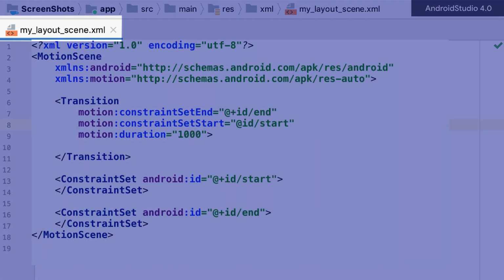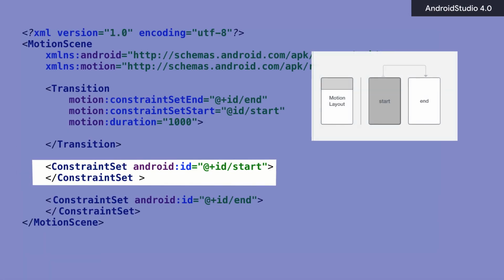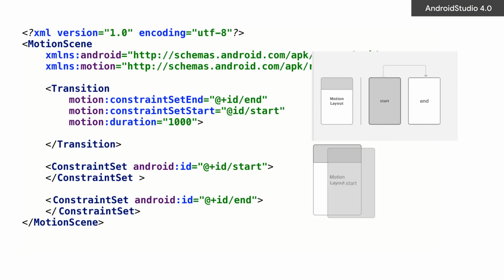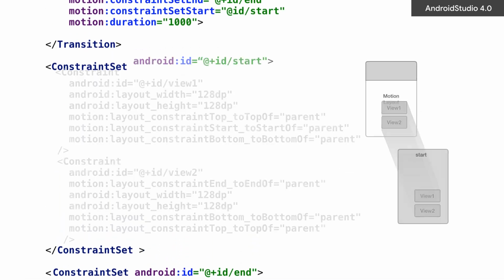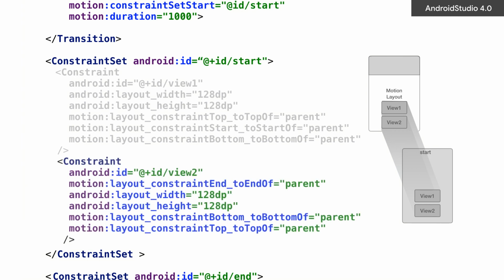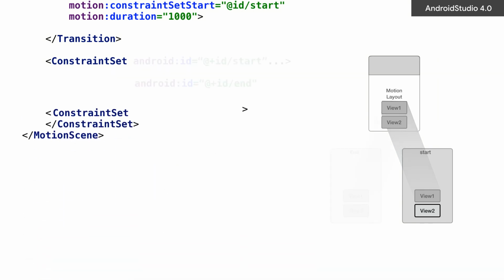In our motion scene, we have two constraint sets, start and end. Looking at start, because it's empty, it gets all its constraints from the base layout. You can think of it as derived from the base layout. This is often a subject of some confusion. Start has all the constraints, and if we create a constraint for view 2 in start, view 2 no longer gets its constraints from the layout.